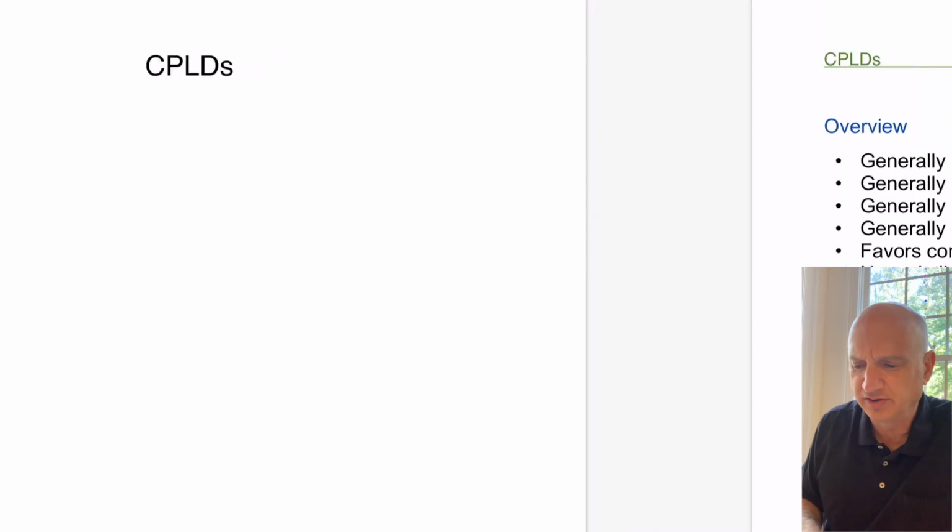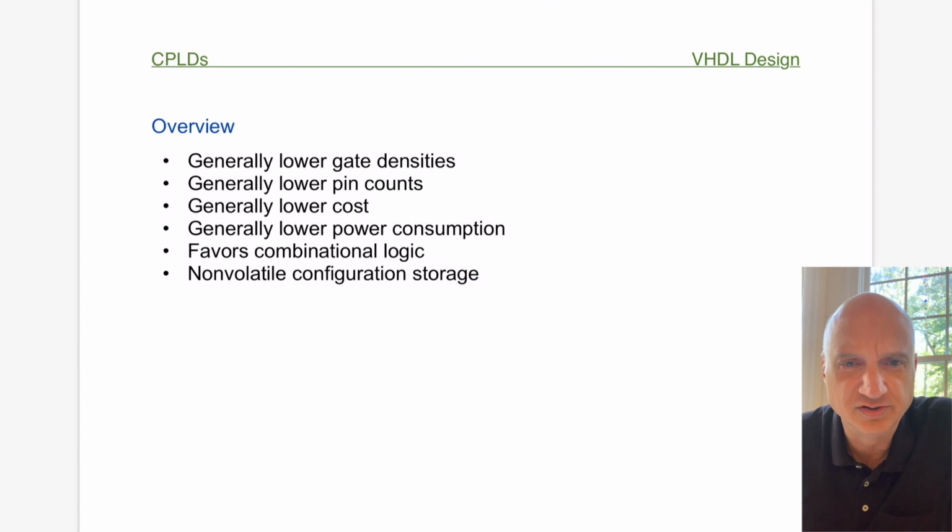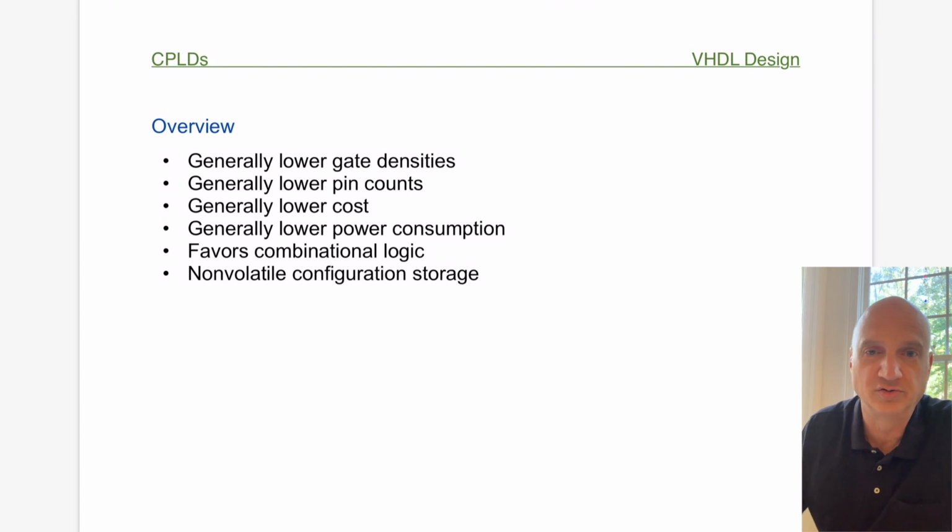So let's get started and talk a little bit about the characteristics of using a CPLD in our designs. And the first thing that you'll notice is that generally CPLDs will have a lower gate density. They'll tend to not be for large scale systems. They're really for logic that is a little less complicated or a little less resource hungry. And they tend to also, because of that, be generally lower pin counts.